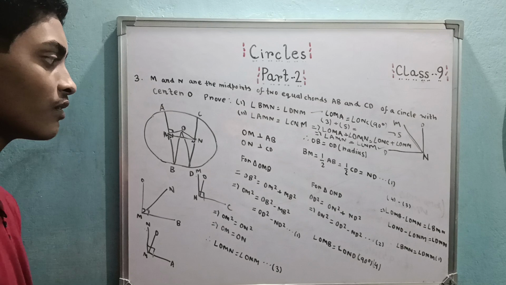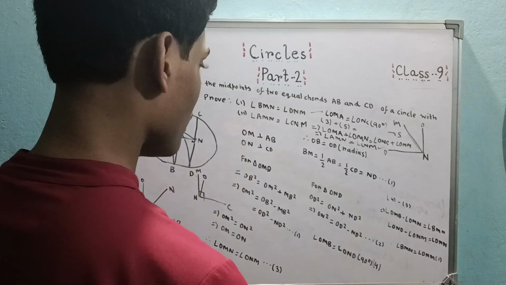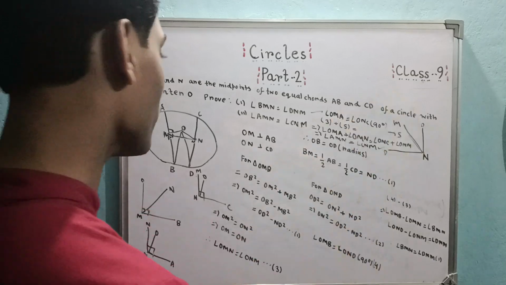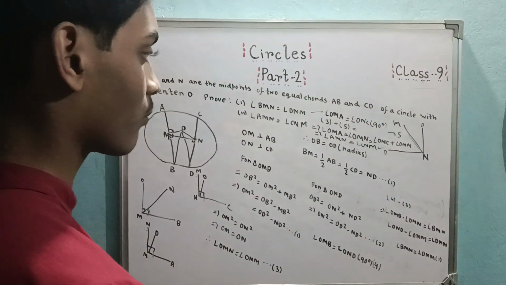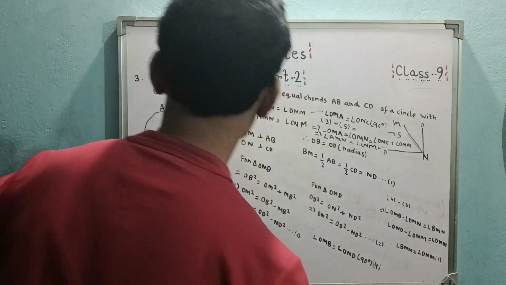Take them as two equations. In the first case, do equation 4 minus 3. In the second case, do equation 3 plus 5. You will have your required proofs. As easy as that. Now let's move on to the next one.